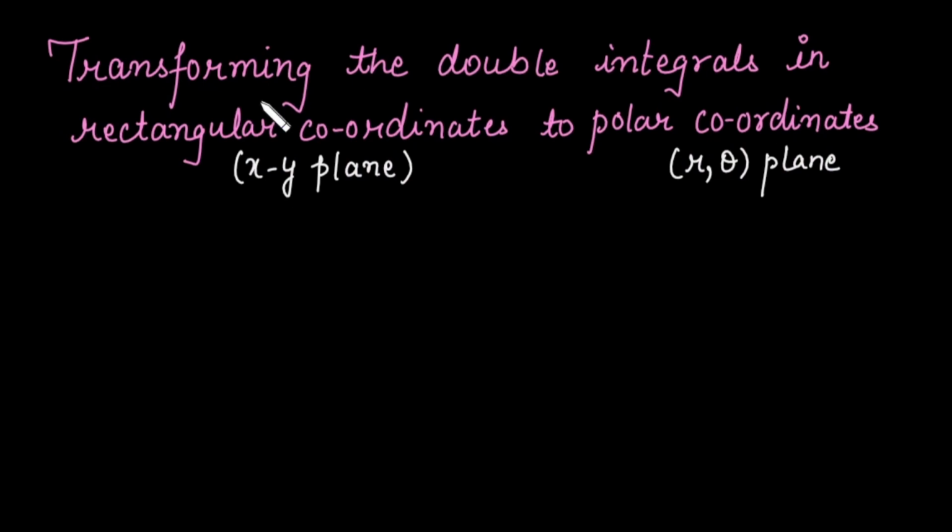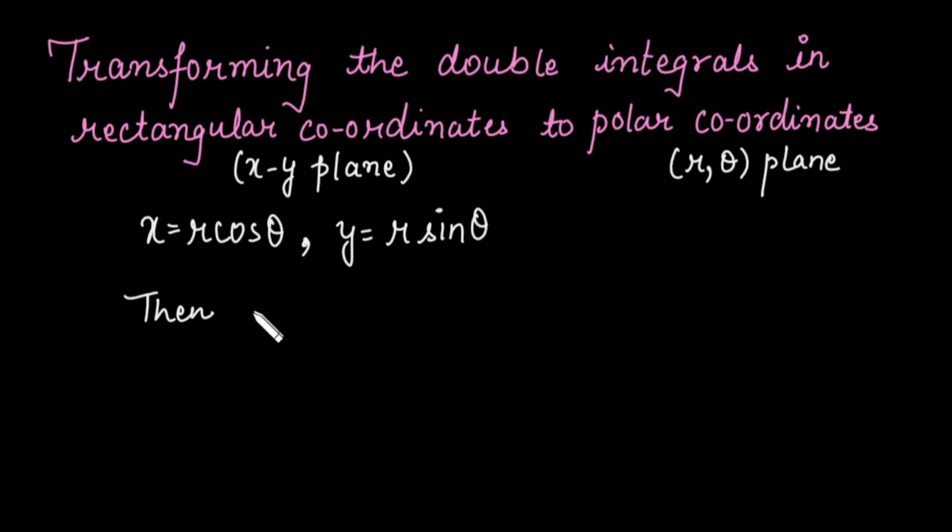Let's understand how we are converting this one. So simply we have a rectangular coordinate xy plane. We switch the xy plane to the r theta plane. How to do that? Just take x equal to r cos theta and y equal to r sin theta. Then the double integration of the function xy dx dy is converted into a double integration.